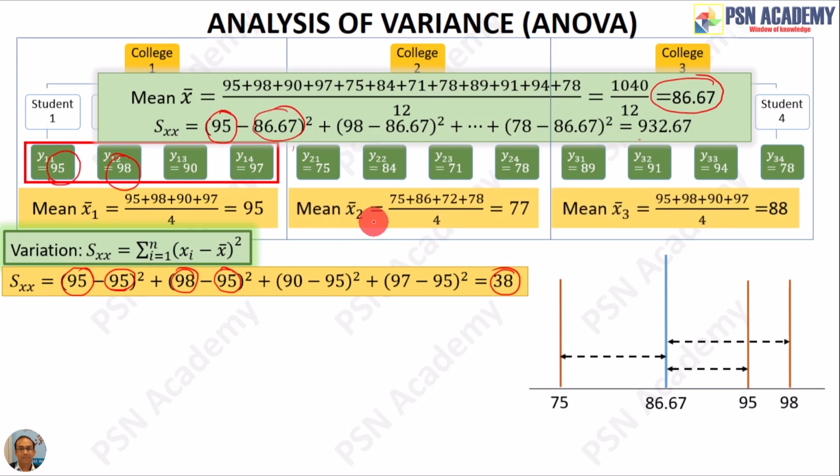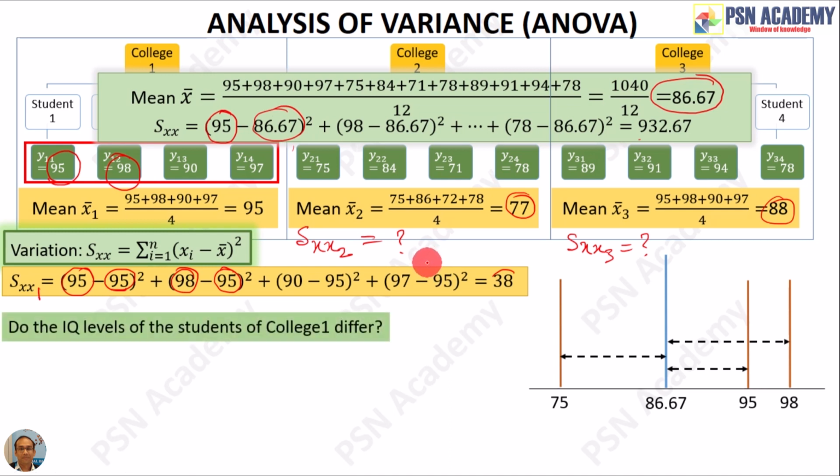Next, you can have the mean of college 2 as 77 and college 3 as 88 here. And you can find out the SXX like this. If you name it 2, you name it 1 here, and you find out following this formula, and you can find the SXX 3 here also, and you can compare. Now following this procedure, what you get actually, what you can infer.